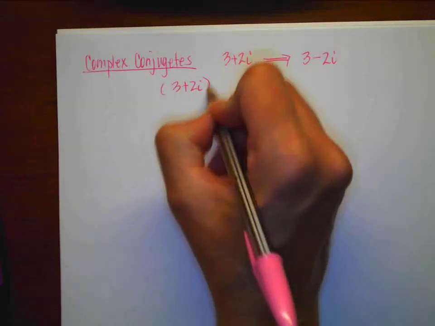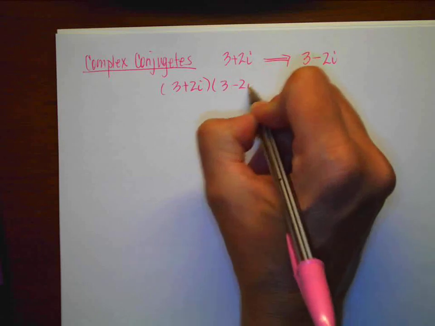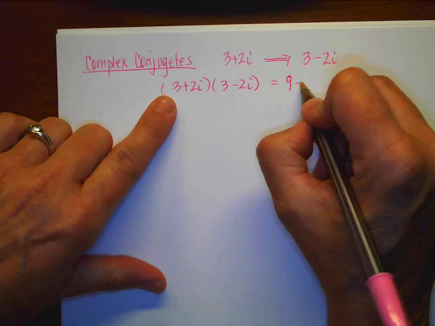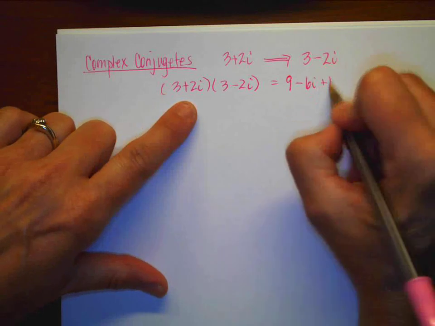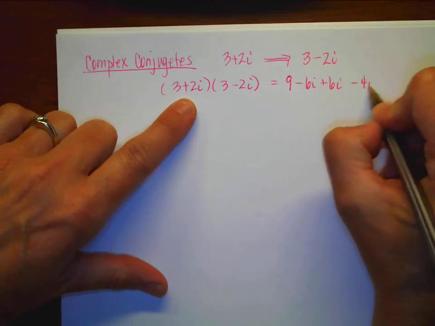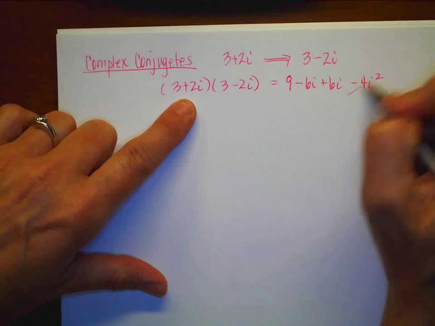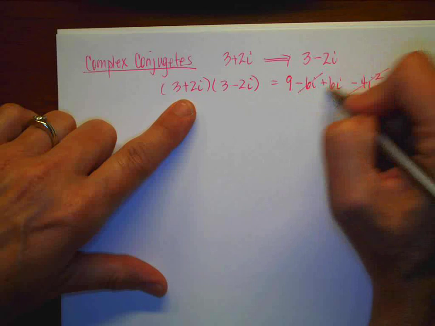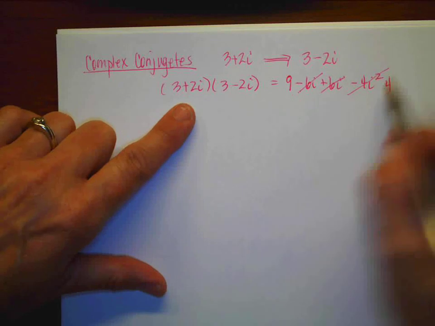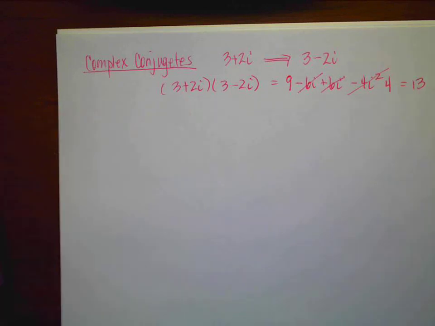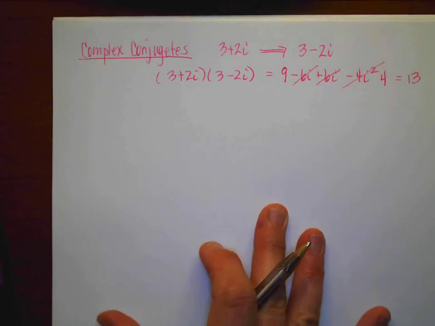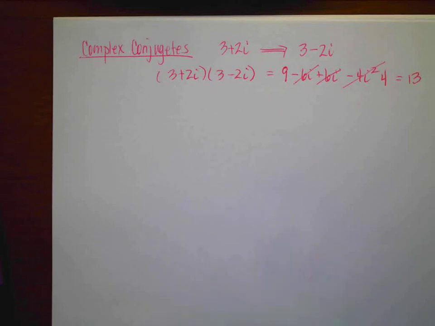So if I have 3 plus 2i, and I multiply by 3 minus 2i, I'm going to get 9, and then I'm going to get a negative 6i plus 6i minus 4i squared. The i squared makes a negative 1, so this is a positive 4. These two terms cancel. 9 plus 4 is 13. So multiplying by a conjugate gets rid of the potentially problem situation.